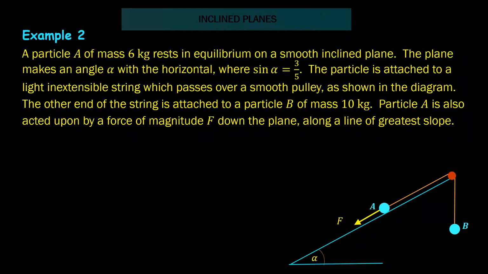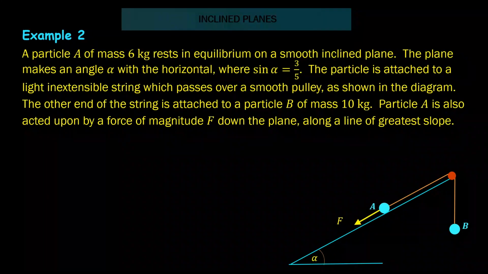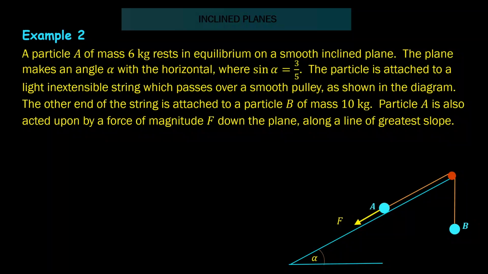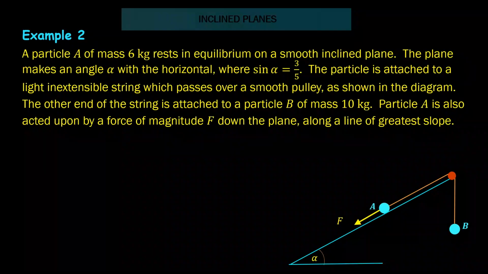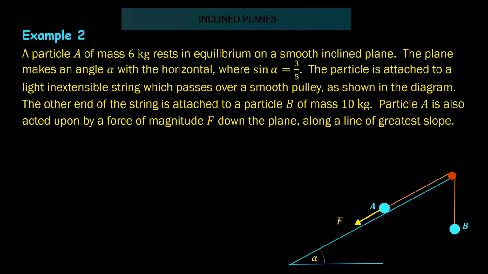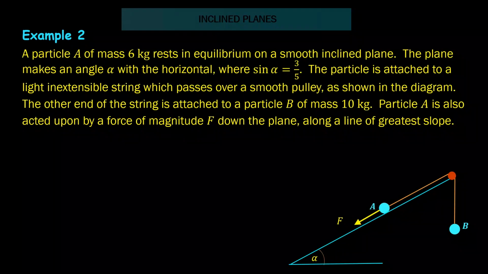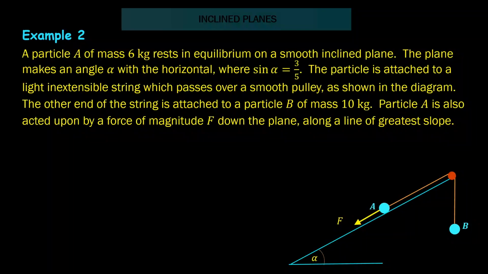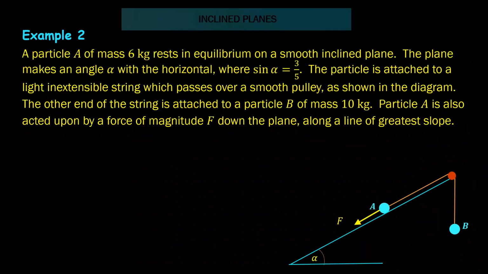We have a particle of mass 6 kilograms resting in equilibrium on a smooth inclined plane. The plane makes an angle alpha with the horizontal, where sine alpha equals 3 over 5. The particle is attached to a light inextensible string which passes over a smooth pulley, as shown in the diagram. The other end of the string is attached to a particle B of mass 10 kg. Particle A is also acted upon by a force of magnitude F newtons down the plane, along a line of greatest slope.